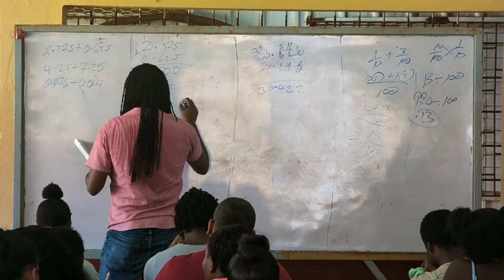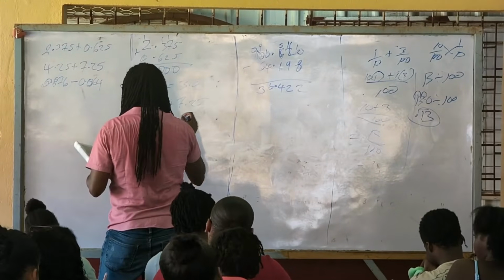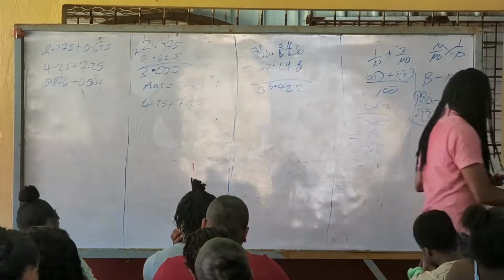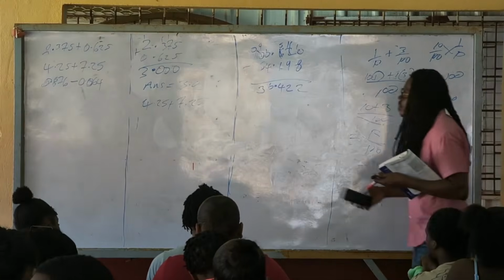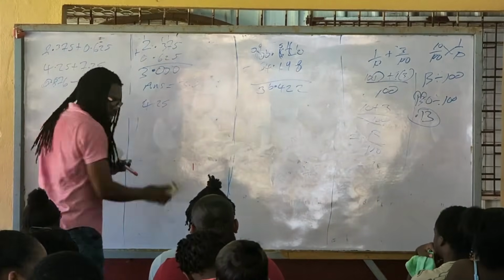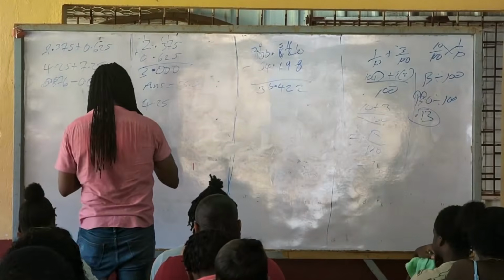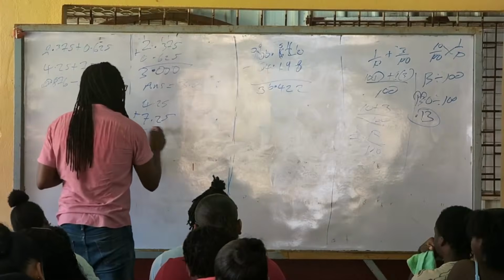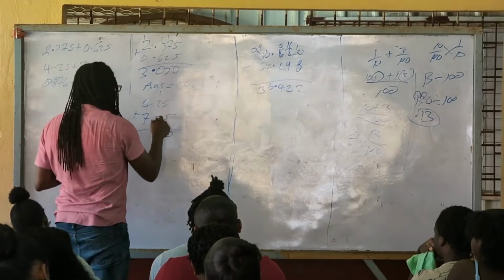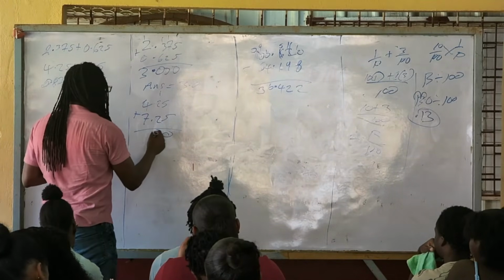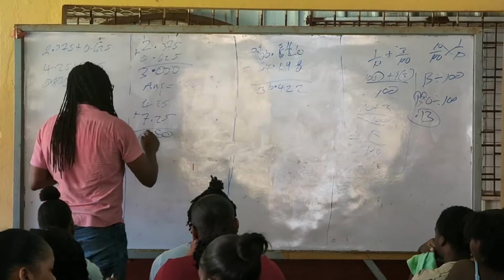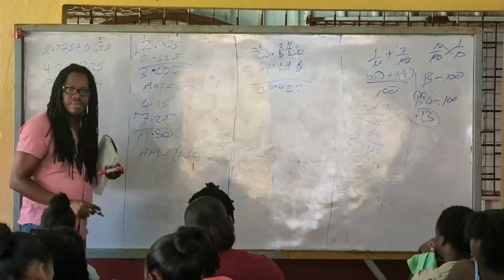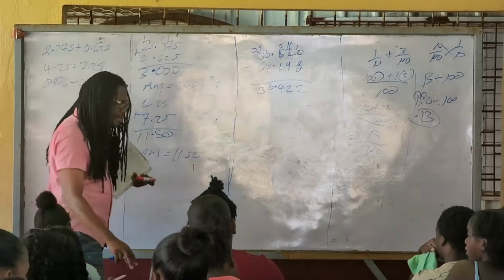4.25 plus 7.25. Everybody got that one right? Plus 7.25. 5 and 5, carry 1. 2 and 2 and 1. Carry my point. 7 and 4. Everybody see that? Last one.